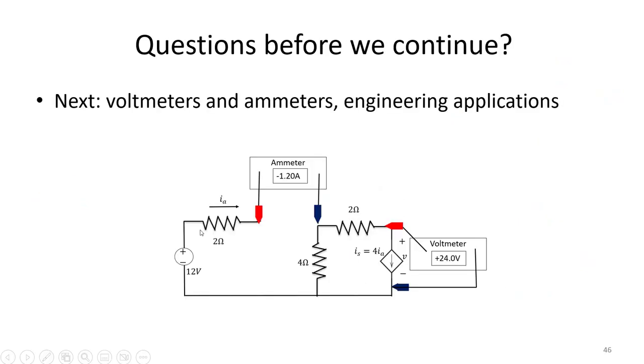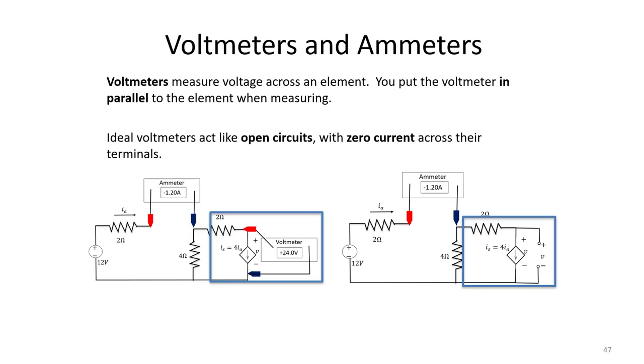All right. So finally, we have one last topic for today, and that's to finish up with voltmeters and ammeters. And we'll also briefly touch on a few cool applications. So just to review, voltmeters and ammeters are used to measure voltage and current. So as we saw in our example, voltmeters measure voltage across an element. And remember, you put your voltmeter in parallel to the element when you're measuring it.